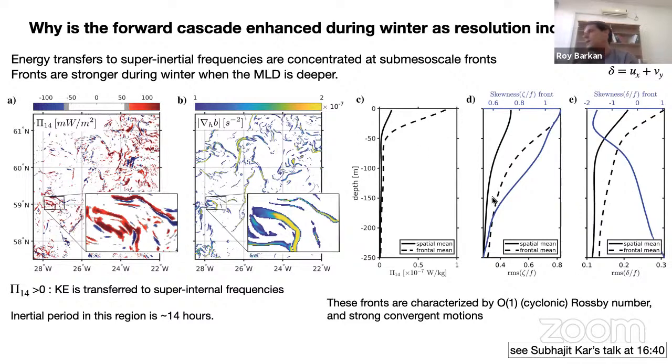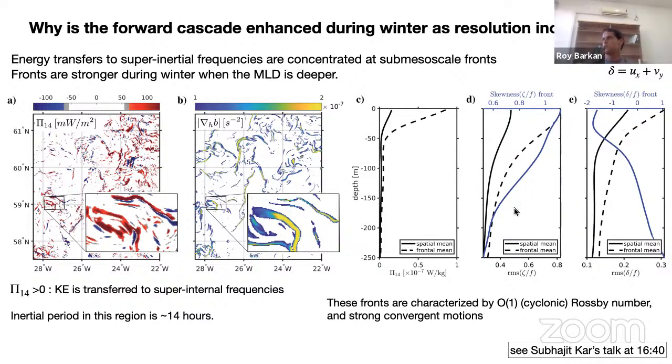Another thing that you can do is get an idea of the dynamics of these features where the transfers are occurring. Here I'm showing you in black the root mean squared vorticity normalized by f, or the Rossby number, averaged over the whole domain or just over the frontal regions. If you average over the frontal regions, especially in the upper ocean, you get Rossby numbers that are not small, order 1. Similarly, you can look at the horizontal divergence normalized by f, and as you focus your attention on these frontal regions, you have non-negligible ageostrophic motions.